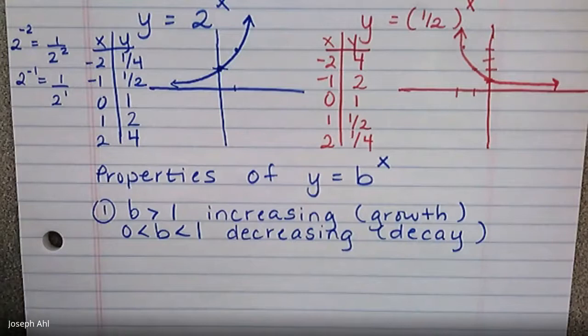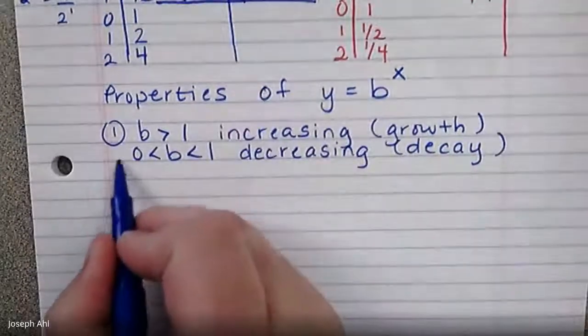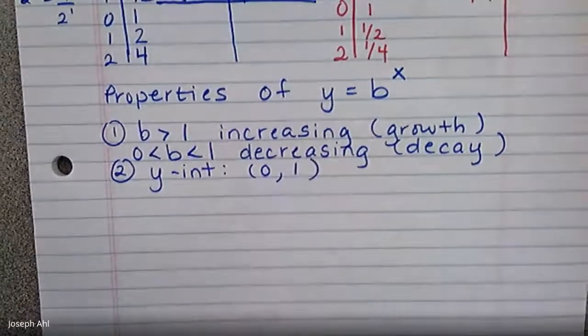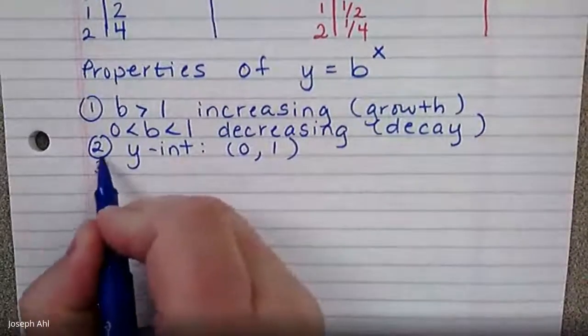Okay, some other key features of functions of this form. Well, they all have the same y-intercept, because when you plug in 0 for x right here, you're going to get a y-intercept always at 0, 1, because anything to the 0 power is 1. So that's kind of a good point to make.